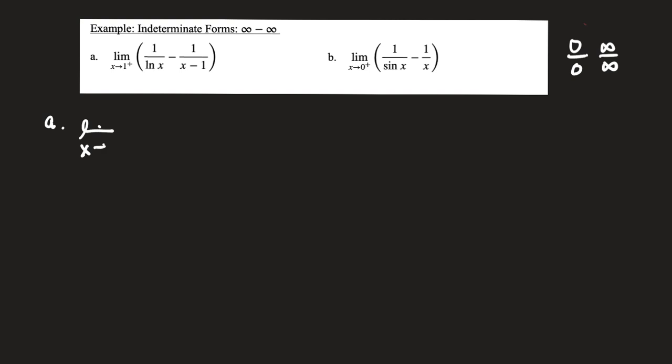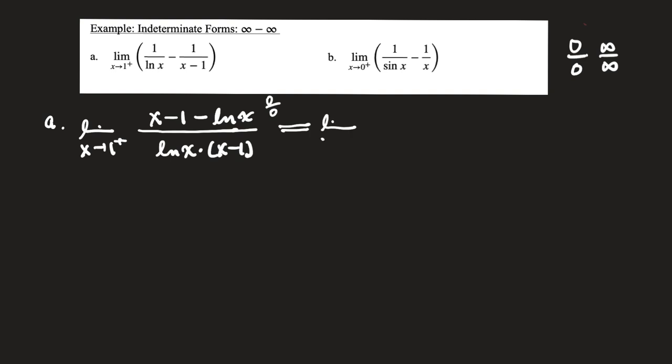Limit as x approaches 1 from the right. Put together, this is ln x times (x minus 1), and here is x minus 1 minus ln x. If you check it out, this is going to be a 0 over 0 form, guys, okay? So now, using L'Hopital's rule, because this is a 0 over 0 form, x approaches 1 positive, which means coming from the right.